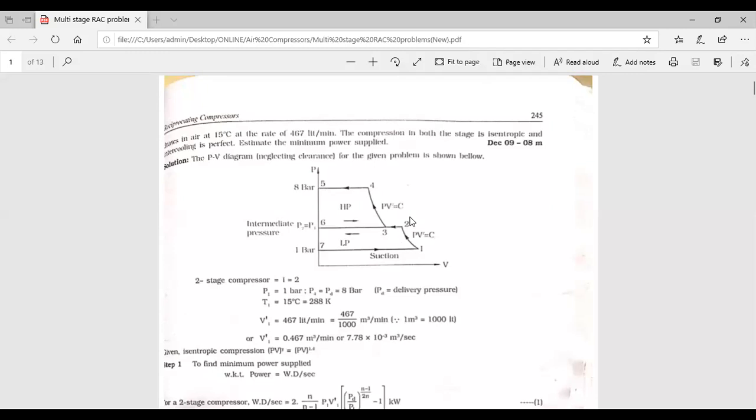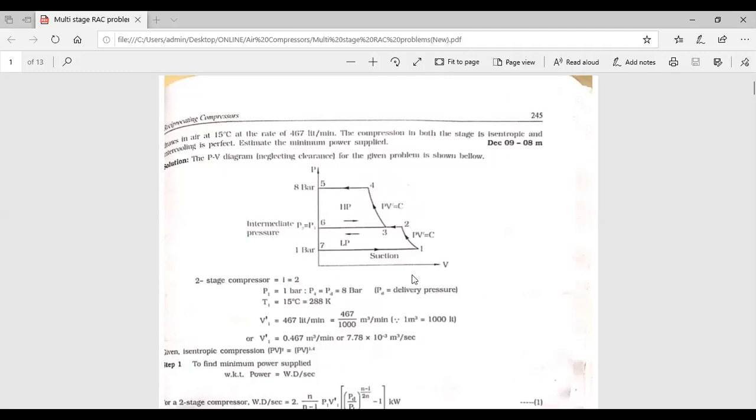These two pressures are called intermediate pressure. Remember one formula: intermediate pressure equals square root of inlet pressure into delivery pressure. Whatever the number of stages, all intermediate pressure is given by square root of P1 into P4. We derived this in the previous class. For perfect intercooling, intermediate pressure is square root of P1 into P4. P4 is delivery pressure, which in this problem is given as 8 bar.